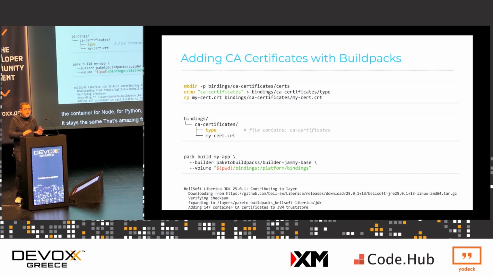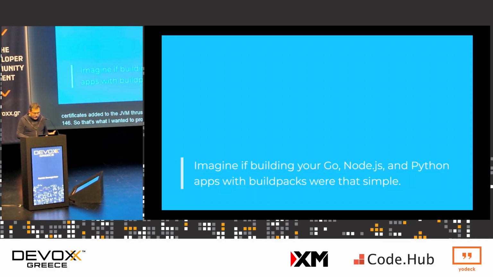They don't need to know how to do a certain thing for a certain technology, like not knowing about keytool and so on, but just adding it, and then the CA certificates get installed the right way, right? And for example, if I would show the output of how it works there, you see the 147 CA certificates added to the JVM trust store. That's just mine I added, because by default it's 146. So that's what I wanted to prove here, that it works.